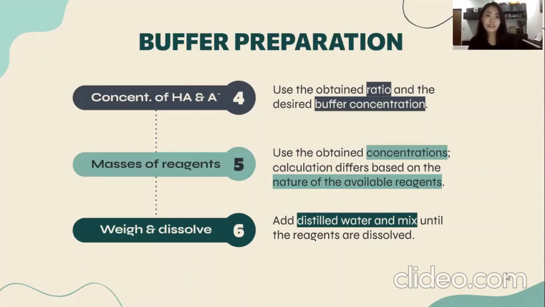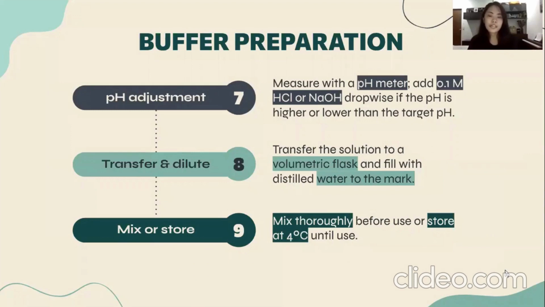These reagents are then weighed according to their calculated masses, and distilled water is added in order to dissolve them. Next, the pH of the solution is checked using a pH meter. If the pH is higher or lower than the target pH, 0.1 molar hydrochloric acid or sodium hydroxide can be added dropwise until the target pH is obtained. This solution is then transferred to a volumetric flask and filled with distilled water to the mark, depending on the target volume. Lastly, before the usage of the buffer, it must be mixed thoroughly or stored appropriately at 4 degrees Celsius.